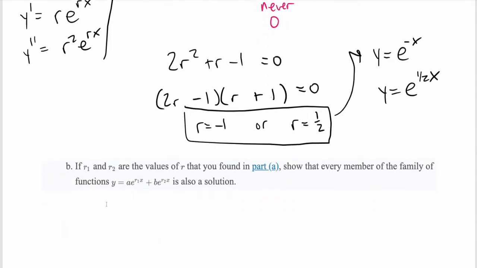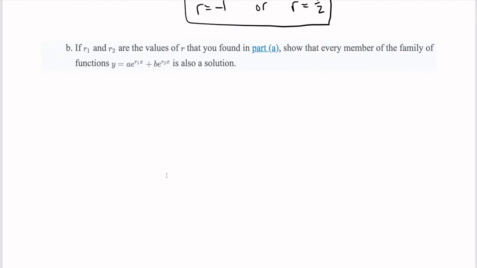Okay, so B says, if R1 and R2 are values of R that you found in A, so negative 1 and 1/2, show that every member of this family is also a solution. So this is another super, super cool thing. And I'm just going to briefly talk about this one. This is more advanced than we're going to get in this class, but it's a cool thing to see. What this is saying, what is it saying?